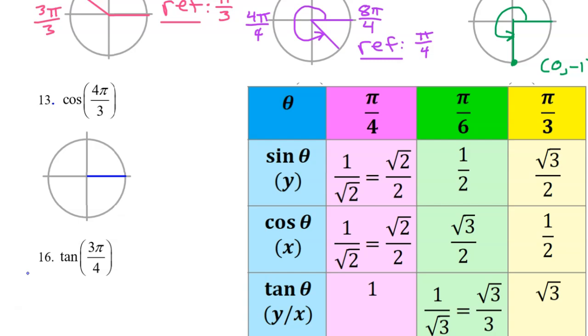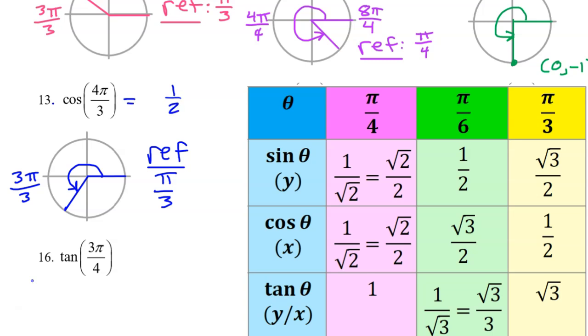In what quadrant is 4 pi over 3? We can think of pi as 3 pi over 3. Therefore, 4 pi over 3 will be pi over 3 more than 3 pi over 3, placing it right here in the third quadrant. The reference angle is pi over 3. Since the cosine of pi over 3 is 1/2, the answer will either be positive 1/2 or negative 1/2. On the unit circle, cosine is the x value, and x values are negative in the third quadrant. We are to the left of the y-axis. So the answer is negative 1/2.